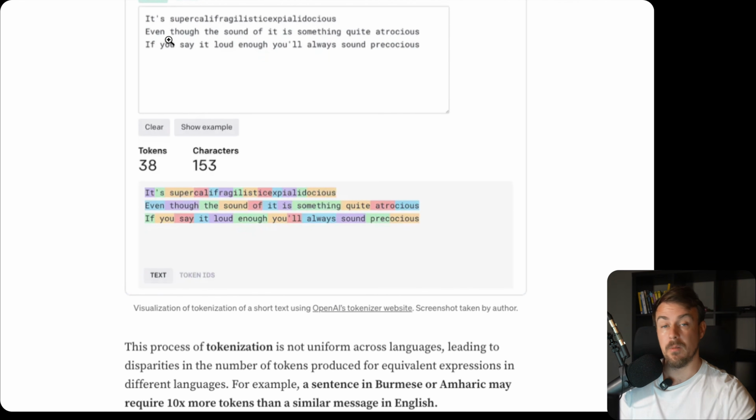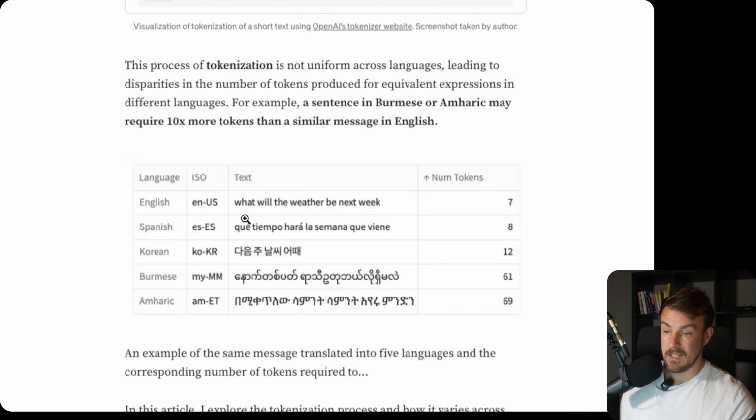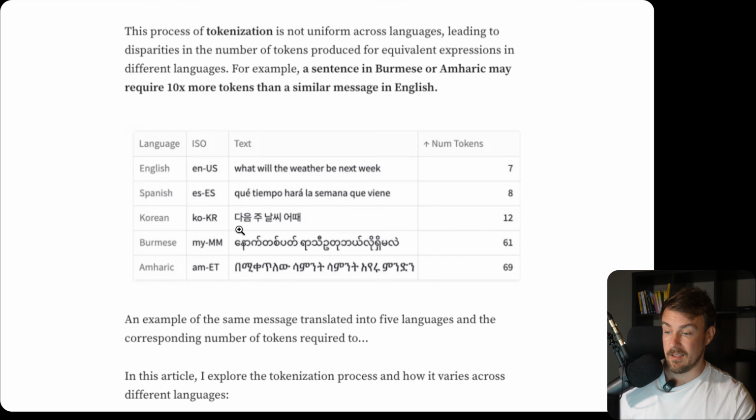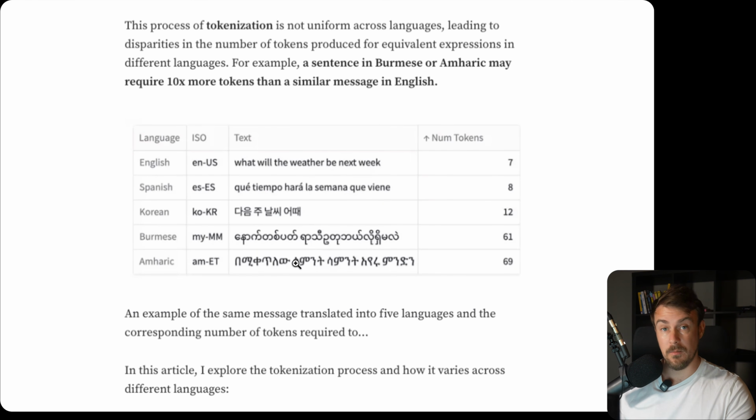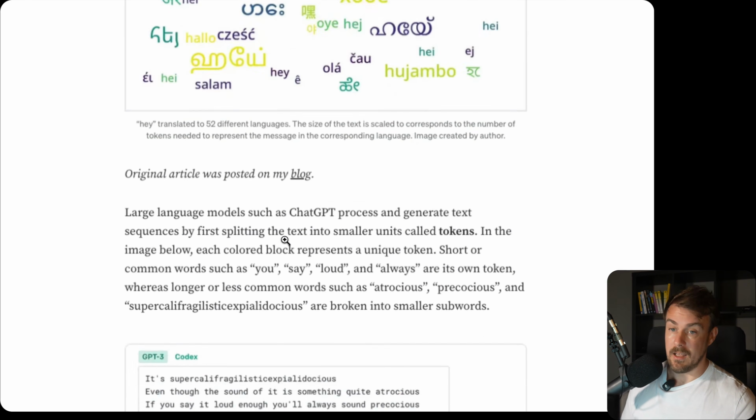But this is actually a larger problem if you want to use artificial intelligence and you are working in a different language. The reason is your token input and your token output is a lot heavier in other languages. Somebody actually worked it out. So putting in the text, what will the weather be next week? It uses 7 tokens in English, 8 tokens in Spanish. Korean, it goes up to 12. Burmese, it goes to 61. So it's almost 10 times as much. And Amharic goes up to 69, so 10 times as much. So if you are working in other languages and not English, you actually end up generally using a lot more tokens than you would if you work in English, which is a big problem in terms of accessibility and making sure that AI is adopted everywhere.